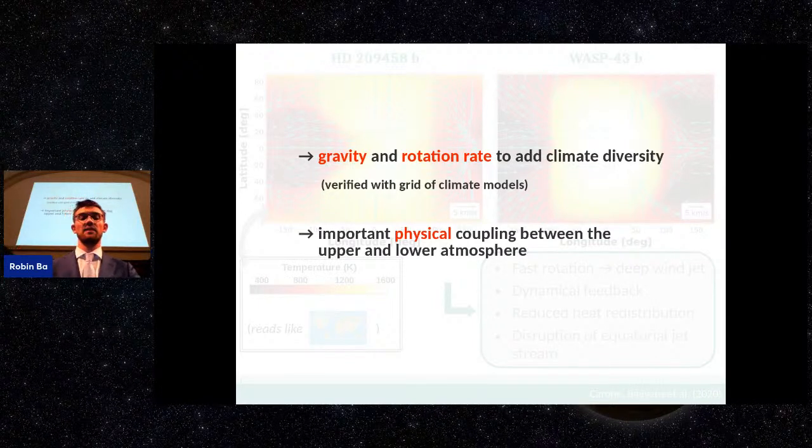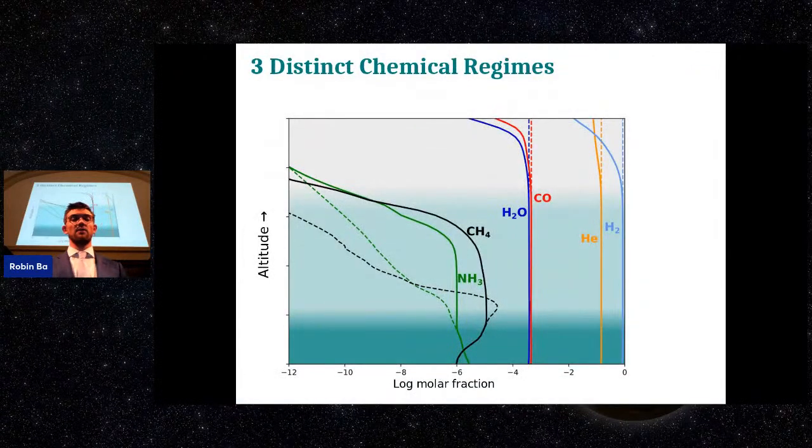We thus find an important physical coupling between the upper and the lower atmosphere that could be important. All right, so now we continue to the next part, and that has more to do with the chemistry. And to do that, I will introduce you to the 3 distinct chemical regimes in an exoplanet atmosphere.